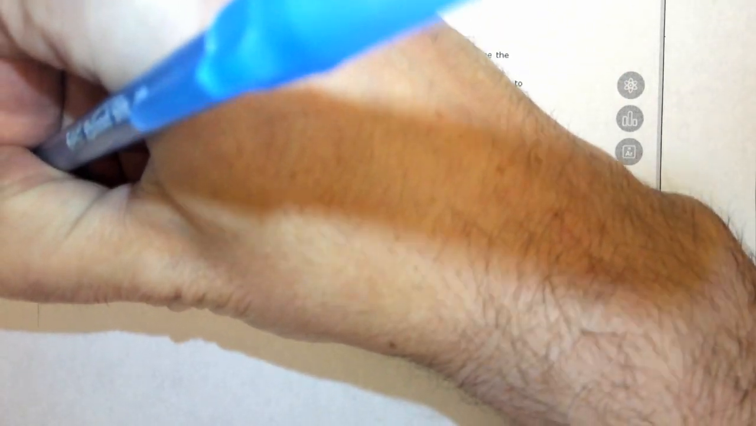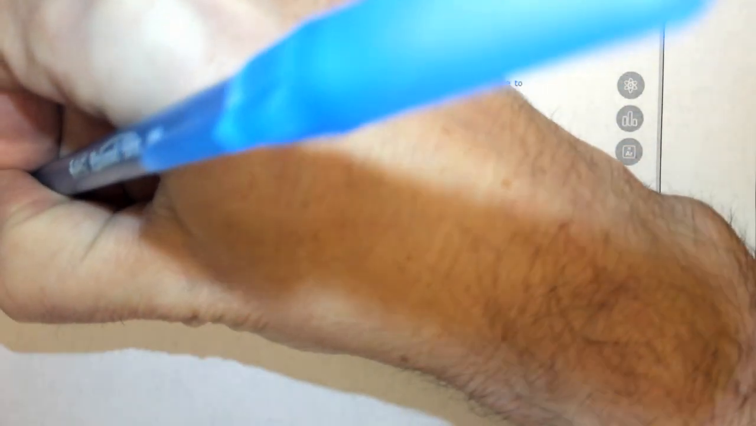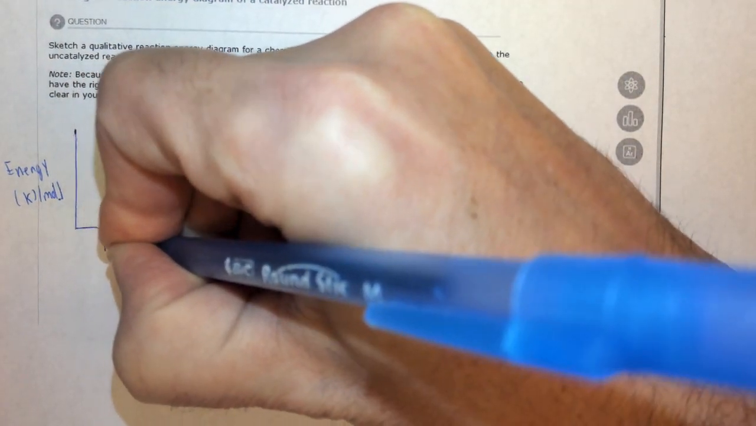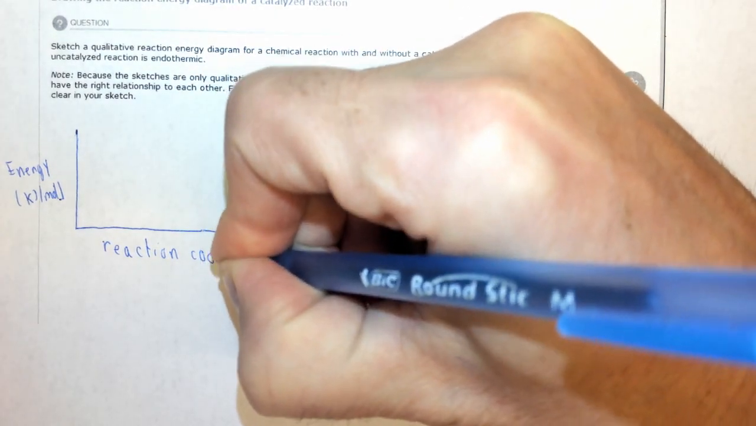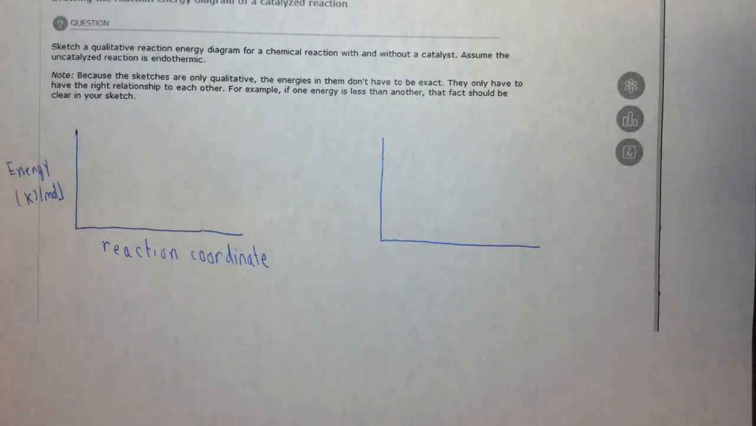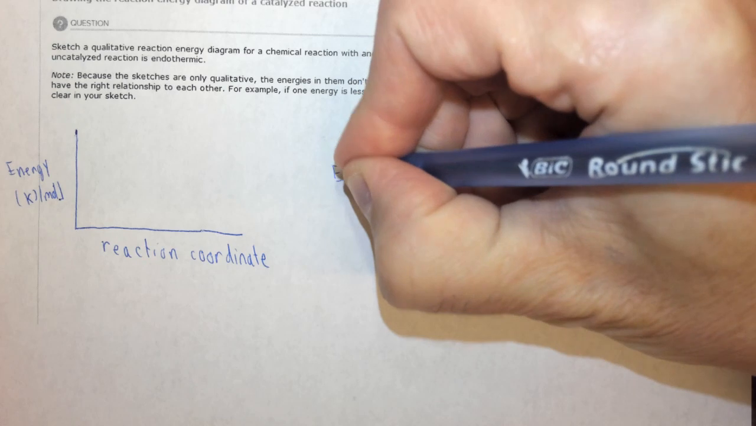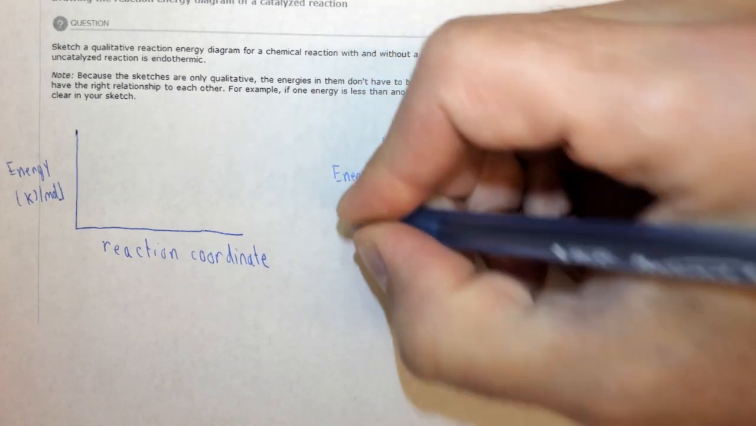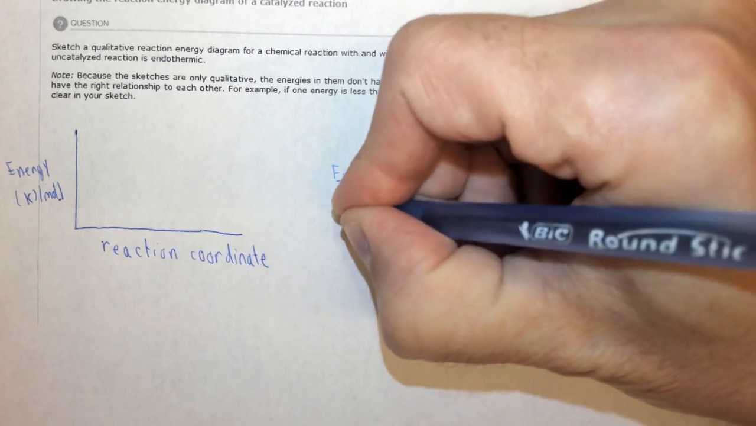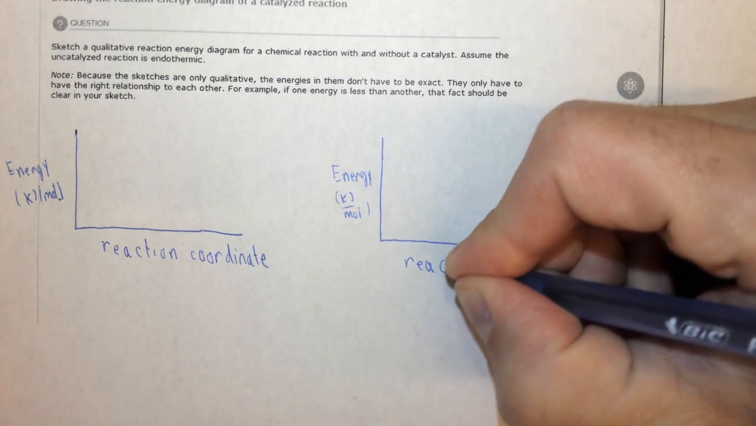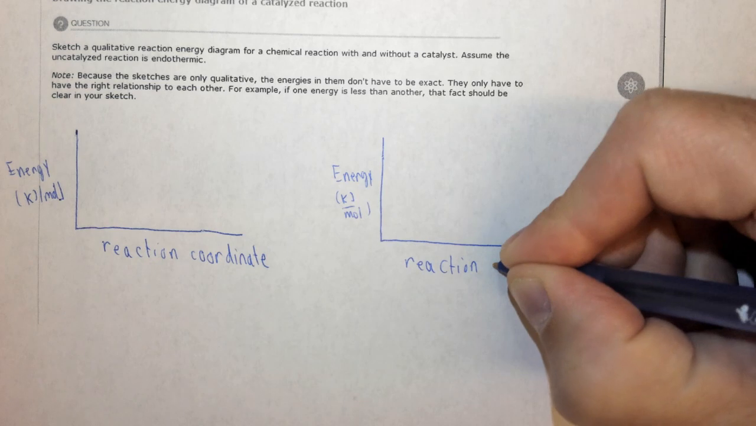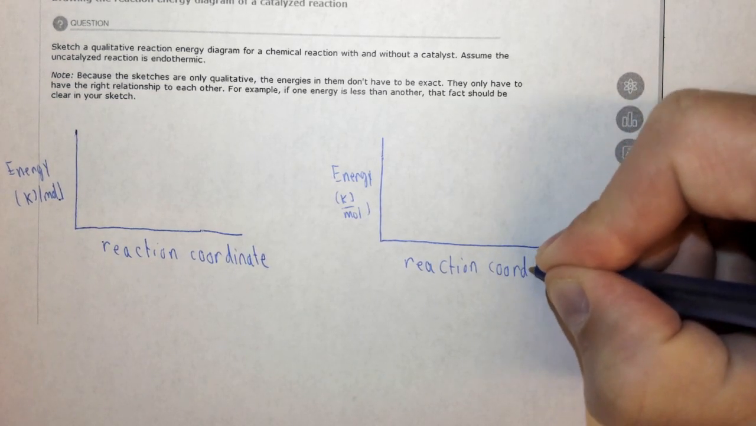And we're going to have energy in kilojoules per mole, and we're going to have reaction coordinate, or progress, if you will, of the reaction, and it's going to be the same for both sketches. And we just need to have the two axes set up.